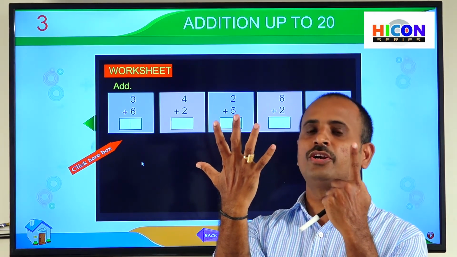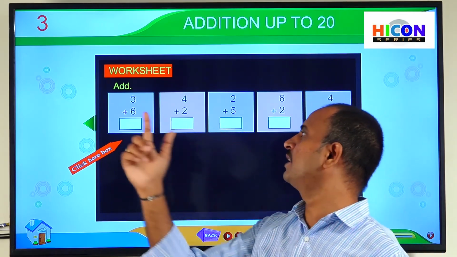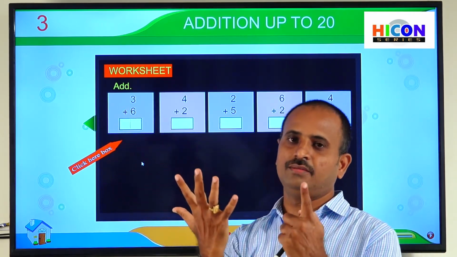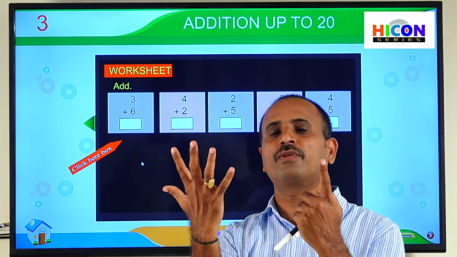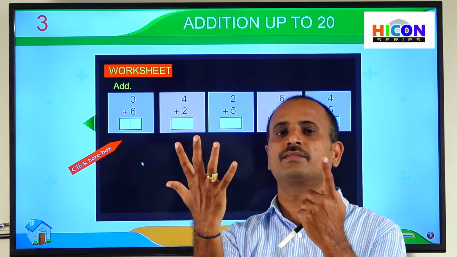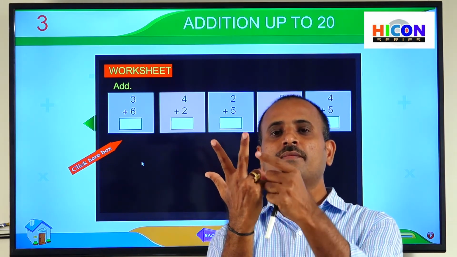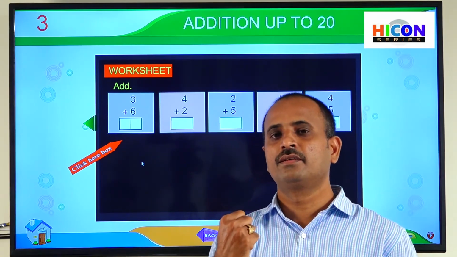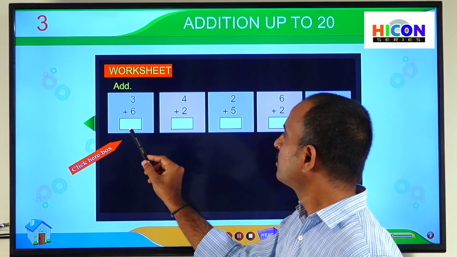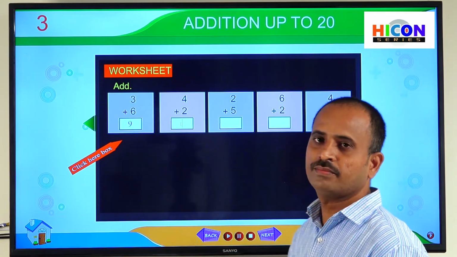And start counting after the first number. So what is the first number here? The first number is 3. So after 3 we will get 4. So start counting from 4 and close the fingers. So 4 and 5, 6, 7, 8, 9. So the sum is 9. So write 9 in this box. And see the second problem.